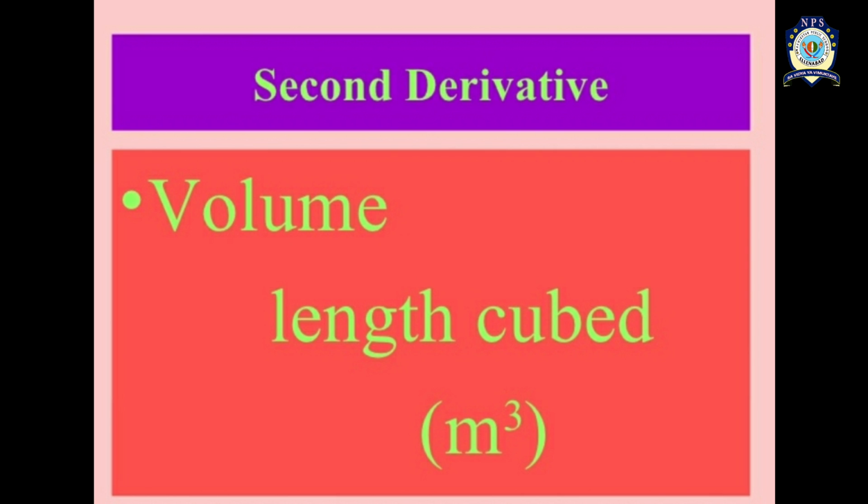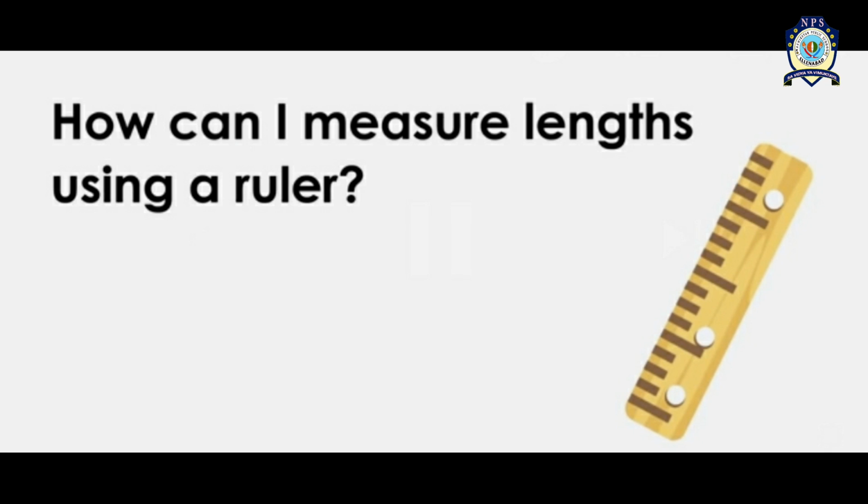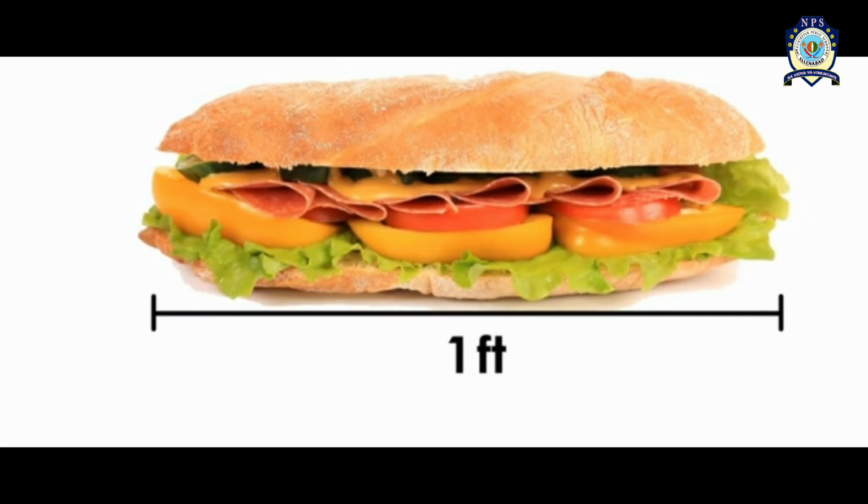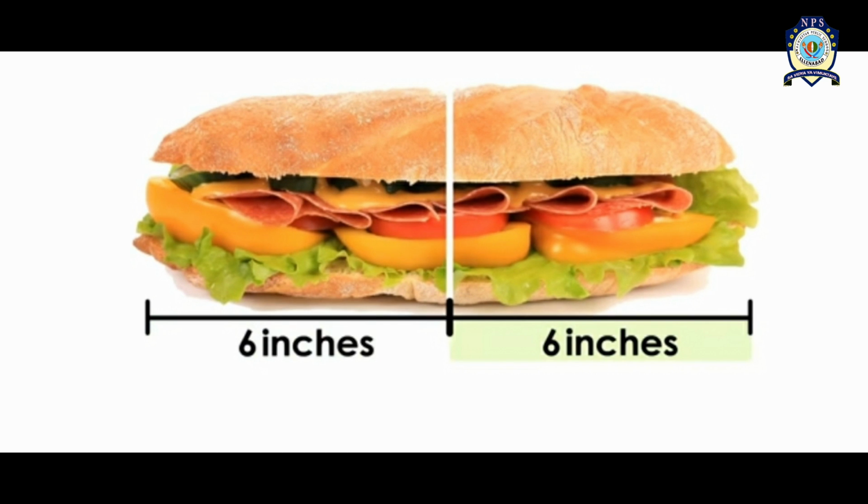In this video, we are mainly concerned with learning the measurement of length. So let's learn how I can measure length using a ruler. This is a picture of the ruler which we commonly use in our house. I am giving you an example: this is a hot dog and it is measuring 1 foot. If we want to cut the hot dog into 2 equal parts, what should I do? I should simply make a cut in the center.